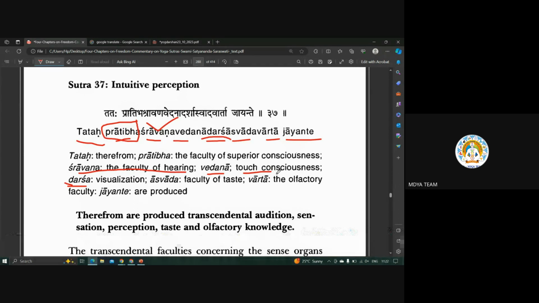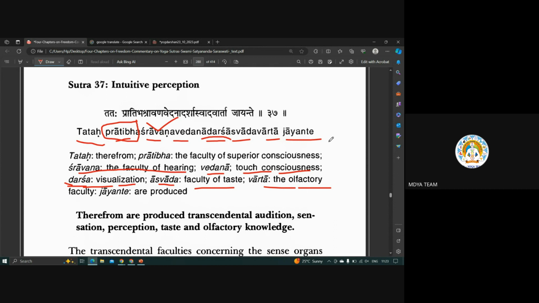That kind of siddhi he will get. And after that is the Adarsha. Adarsha meaning Rupa, special visualization. And next is the Aswad. After the Rupa, Agni fire, then the Jal, and its function is the taste. Varta, and at the end, the last tanmatra is the Gandha. It is related with the olfactory.